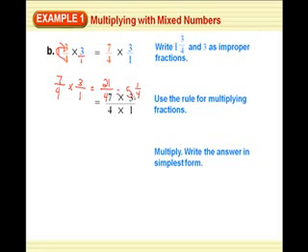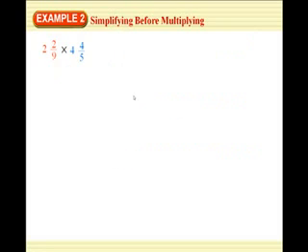So both of them, multiply, reduce. So right here again, we can't multiply until these are fractions, so we need to make them improper fractions. So we're going to multiply 9 times 2, 18, plus 2, so we get 20/9. Here we get 24/5.